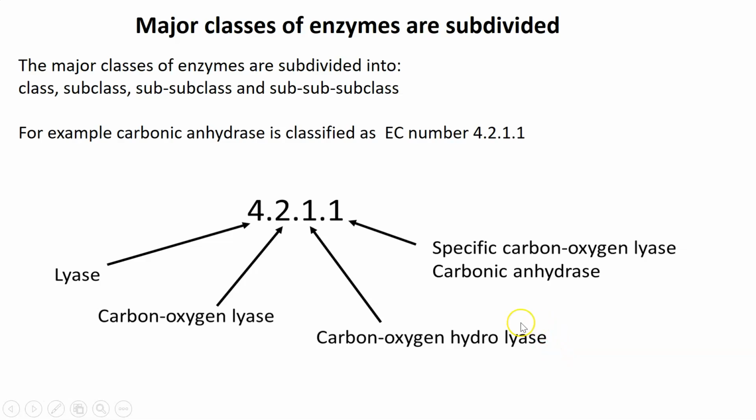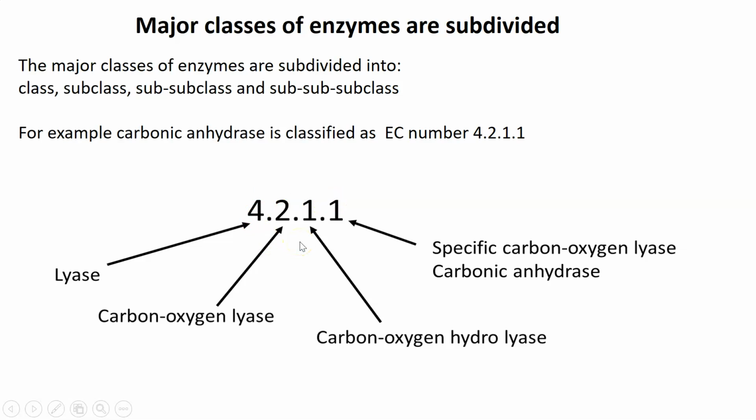Water is involved at some point. If you go back to the previous slide, water did come in, but it wasn't responsible for breaking it up. So water is still involved, so it is a hydrolyase. And so this is the EC number given to human carbonic anhydrase. It's a lyase, it's a carbon oxygen lyase, it's a carbon oxygen hydrolyase, and it's the specific carbon oxygen lyase from human beings. So this is the number.